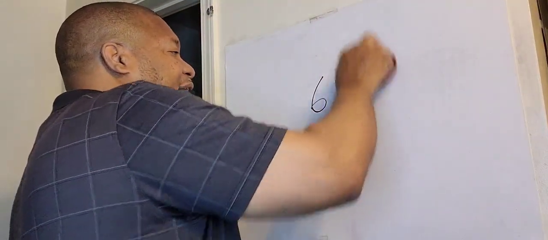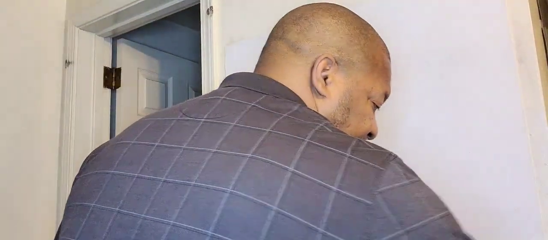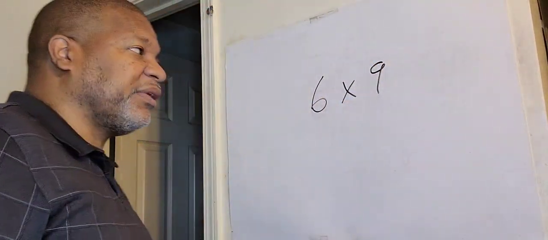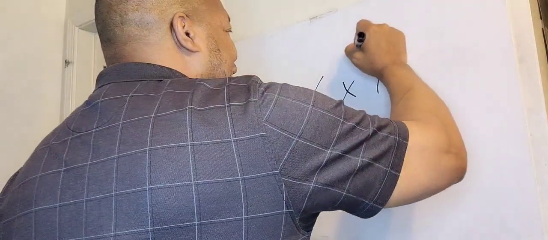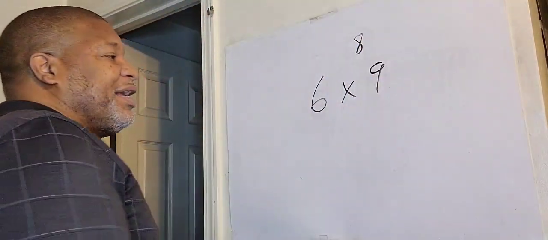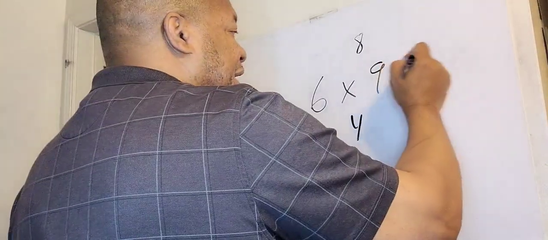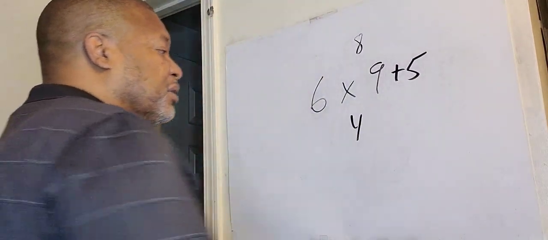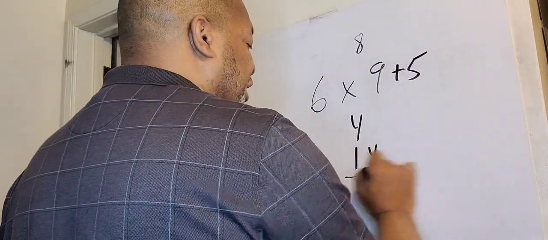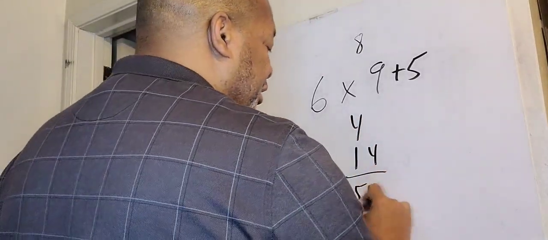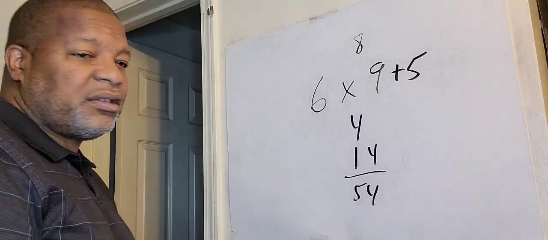Okay, now let's go to 9. So 9 is an odd number, but again, we pretend it's an 8. Okay? So half of 8 is 4. And then we simply say that 4 plus 5 is 14. So we put down 14, and we say 4 and 1 is 5, and 4 is 54. Okay? Very good. Okay. Let's go.